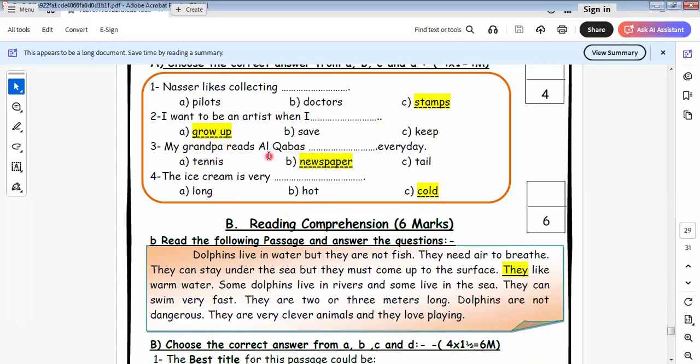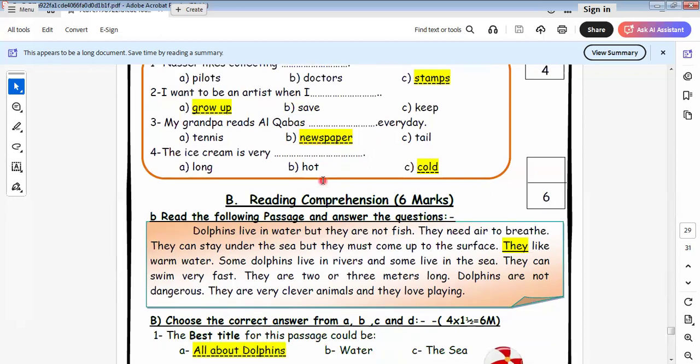Grandpa reads the newspaper every day. So we have here many newspapers that have names. We can say Al-Ahram newspaper. We can say Al-Akhbar newspaper, and so on. The ice cream is very cold.